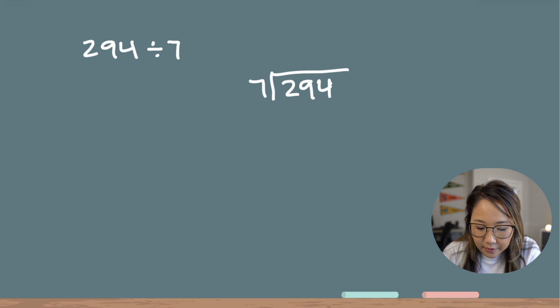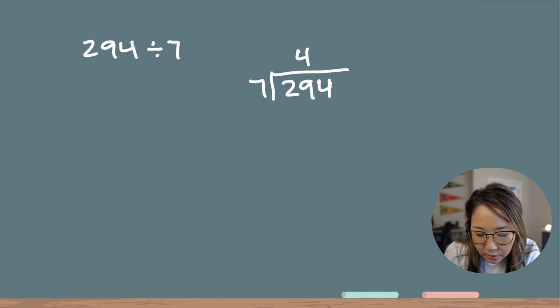All right, so the next step is to take the first number, this 2 right here, and then take 2 divided by 7. But notice in here, the 2 is too small to be divided by 7. So we're actually going to move on to the second number. So we're going to do 29 divided by 7. What that means is how many times can the whole number 7 go into the 29? In this case, it's 4.